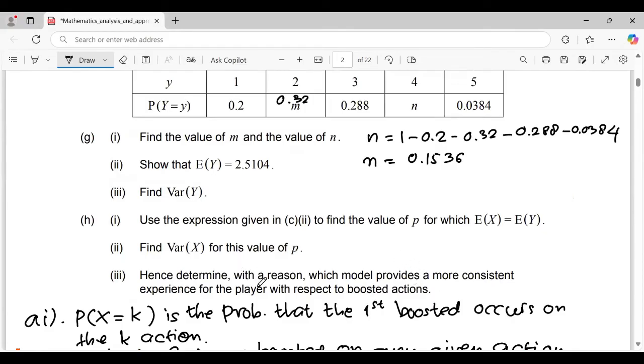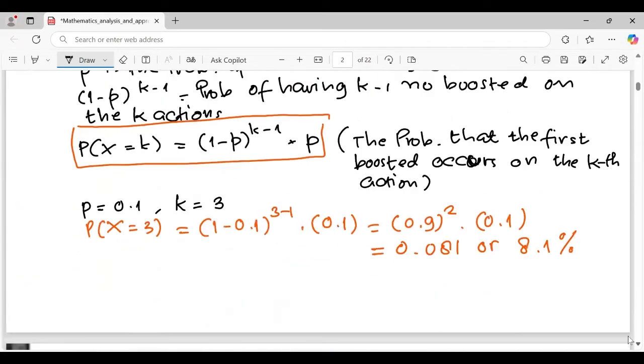Hence, determine with a reason which model provides a more consistent experience for the player with respect to the boosted action. More consistent experience for the player, okay?